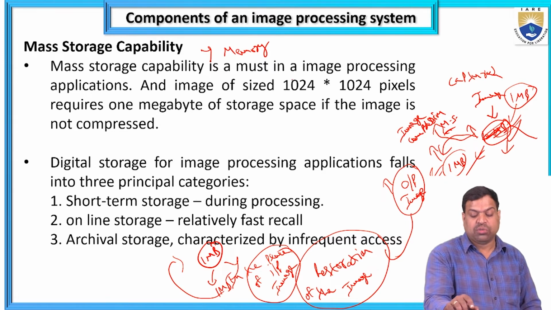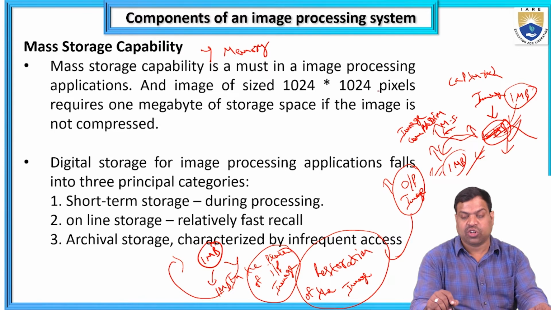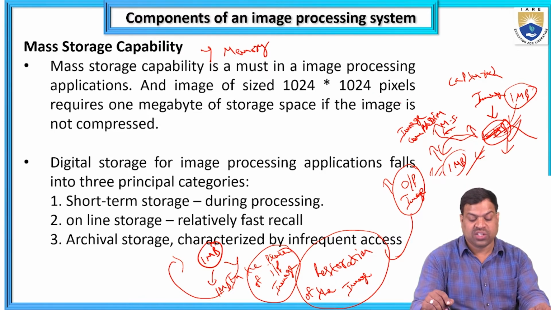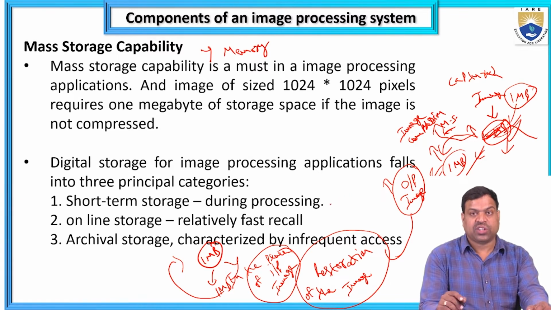Mass storage capability is a must in image processing applications, and an image of size 1024 x 1024 pixels requires 1 megabyte of storage space if the image is not compressed. Next, what is the digital storage for image processing applications? What are the applications for the digital storage? I have the memory storage capabilities there.